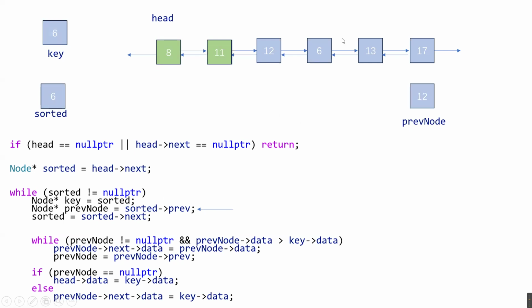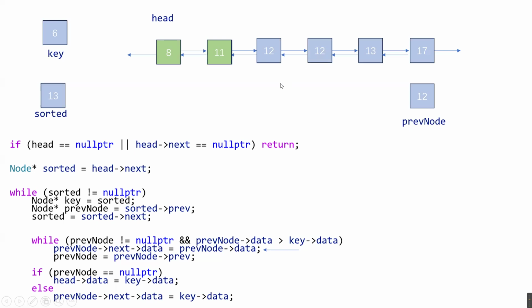No. Sorted, the previous one, will become the 12, right? And the sorted will become sorted next, because the sorted record is the element in the next time step needed to compare, right? So we go to this line. Previous is not a null pointer, and the previous data, 12, is greater than the key's data, because again we compare from the tail of the sorted sequence, and 11 is greater than 6.